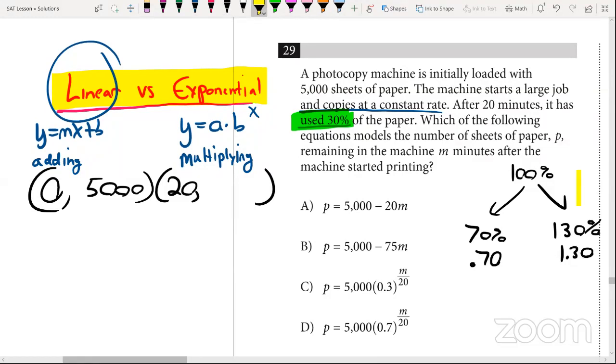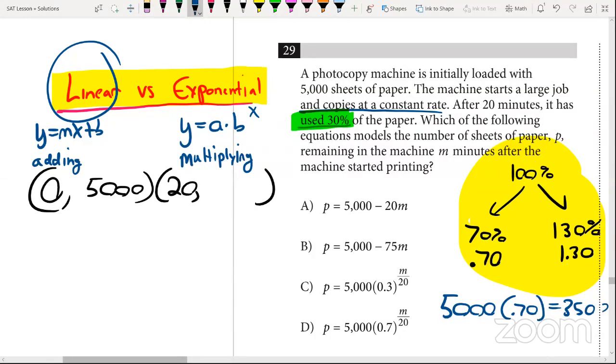So here we're losing 30%, we're using 30% of the paper. So in order to find out how much paper is left, we actually have to take 5,000 and multiply it by 0.70, which is going to give us 3,500. So after 20 minutes, there's 3,500. There are 3,500 sheets of paper left.